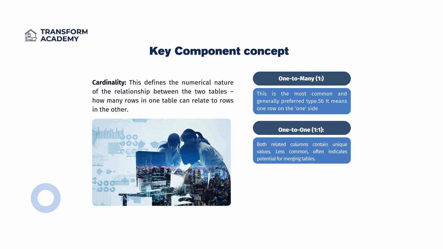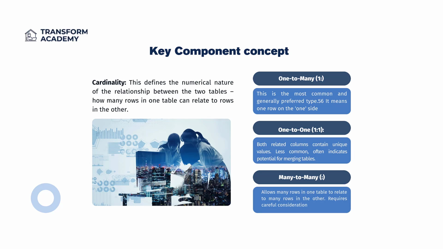One to one. Both related columns contain unique values. Less common, it often indicates potential for merging tables. Many to many allows many rows in one table to relate to many rows in the other. It requires careful consideration of specific model design patterns, often involving a bridge table.